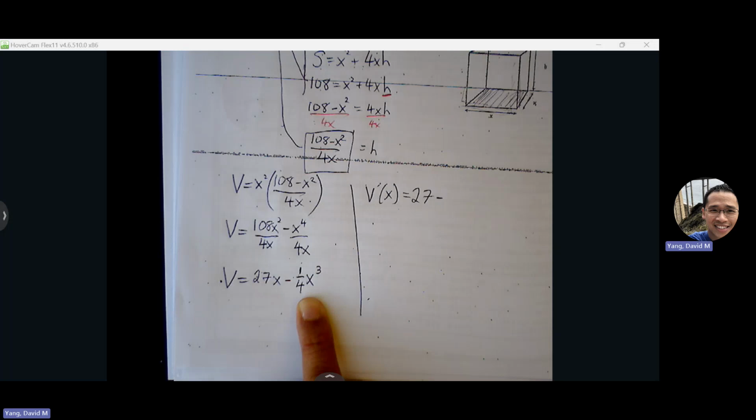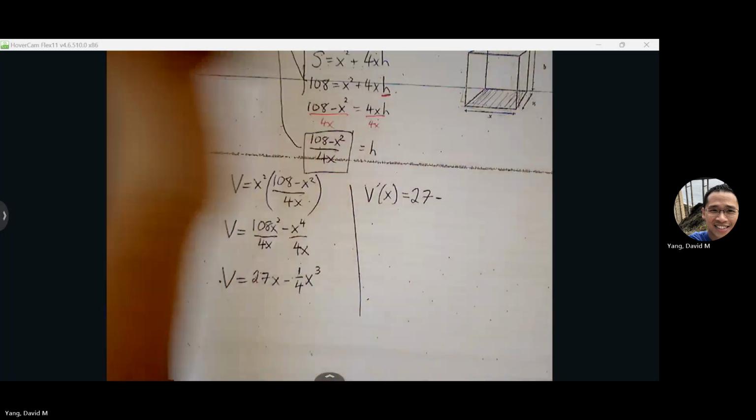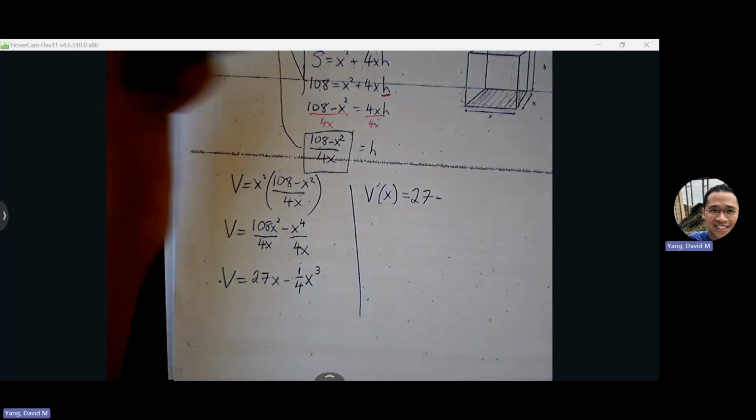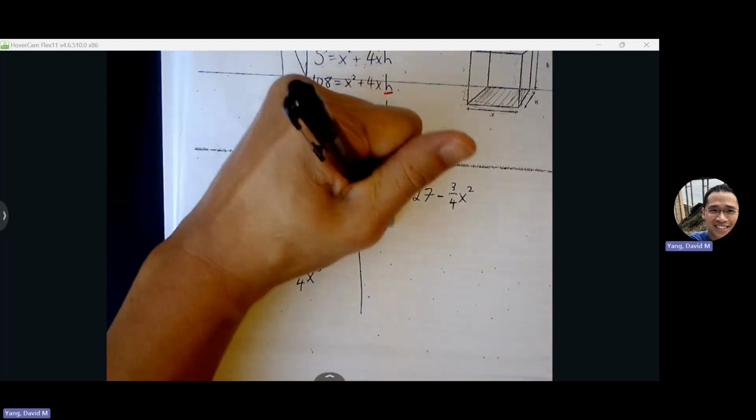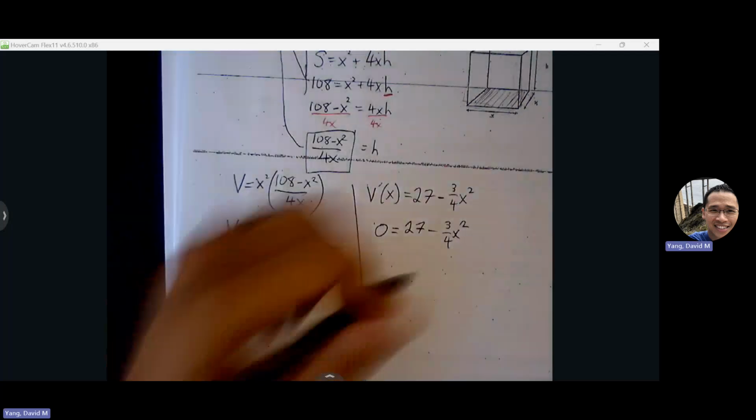Go through the power rule, what do we get? Minus 3/4 x squared, okay. And once we have our derivative, we're going to set it equal to 0. We're always going to find the critical point. And now we're just going to go through our algebraic steps to solve for x.